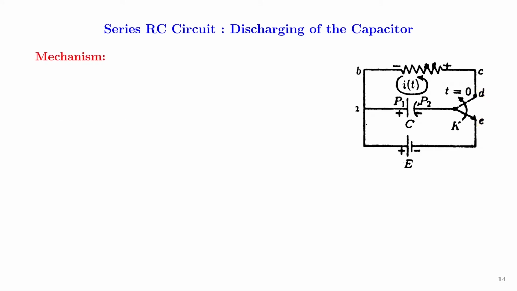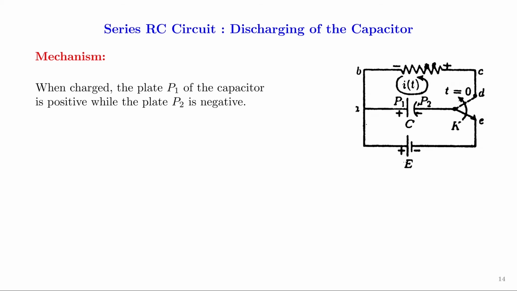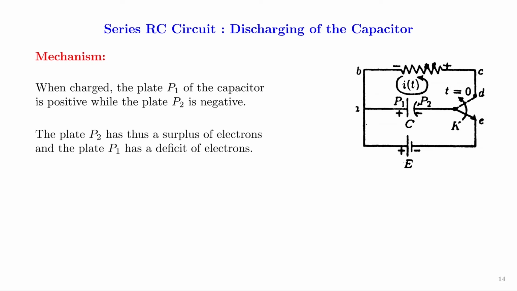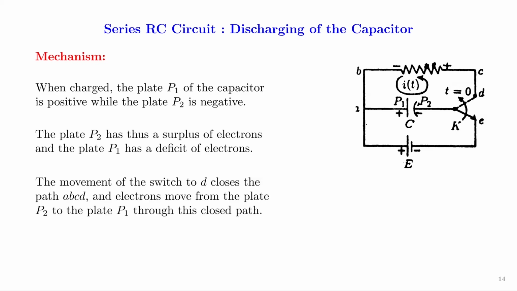Let us now discuss the mechanism. When charged, the plate P1 of the capacitor is positive while the plate P2 is negative. The plate P2 thus has a surplus of electrons and plate P1 has a deficit of electrons. The movement of the switch to D closes the path A, B, C, D, and electrons move from plate P2 to plate P1 through this closed path. The conventional current flow is opposite to the direction of flow of the electrons.